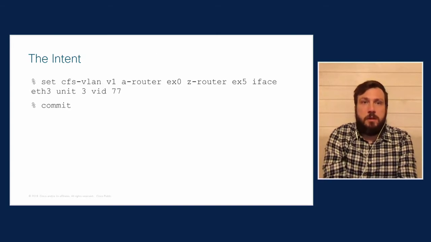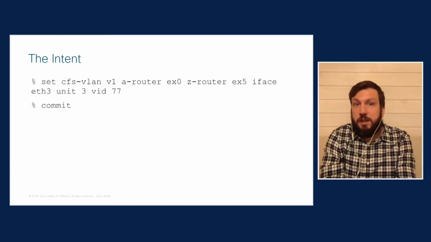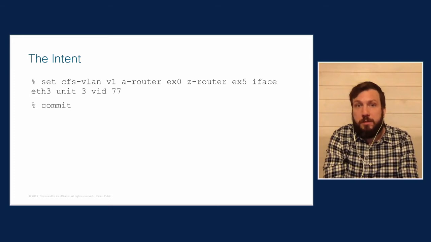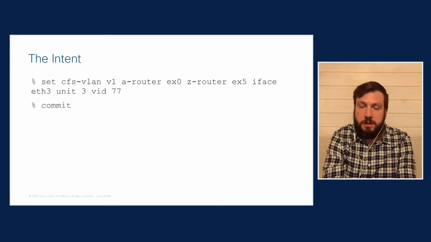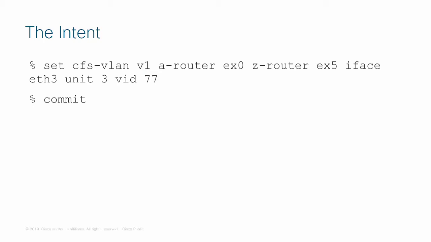So this is an example from the CLI, how we set some configuration for a service on the top node, CFS node, and this will result in changes for the device X0 managed by NSO1 and device X5 managed by NSO2. We set these settings, the contents of them are not super relevant for this, so I don't want to go through them, and we commit it on the top node.